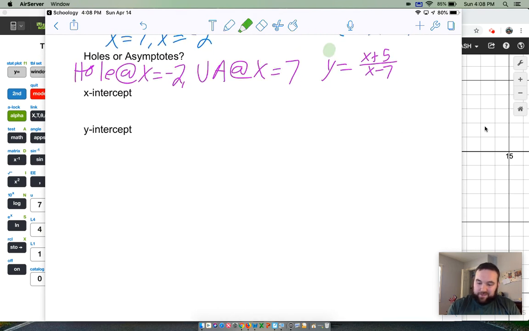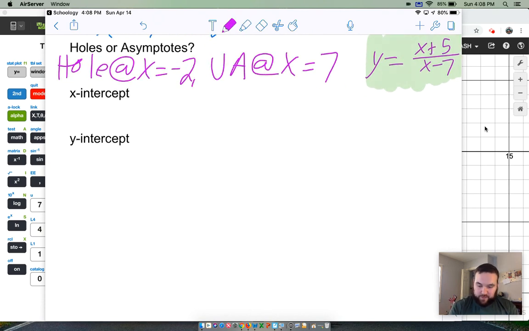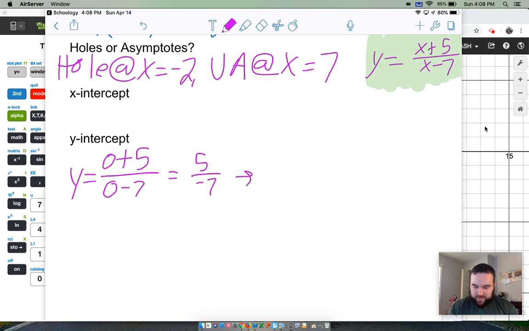Again, now that I've removed the holes, I can use the simplified version for the rest of this problem, which is great because if I want to find the y-intercept, I'm going to go ahead and plug in 0 for the x. Well, that is equal to 5 over negative 7, which means that my y-intercept is 0, negative 5/7. Negative doesn't matter if it's on the top or the bottom number.